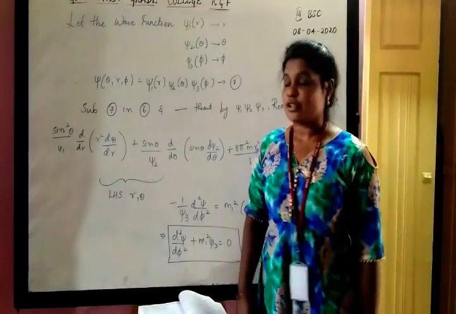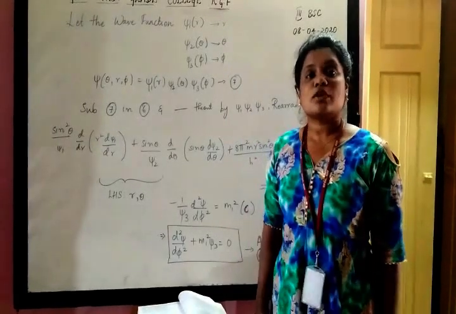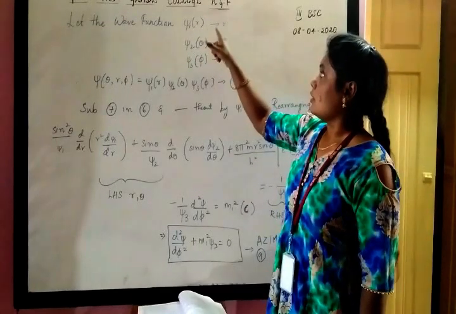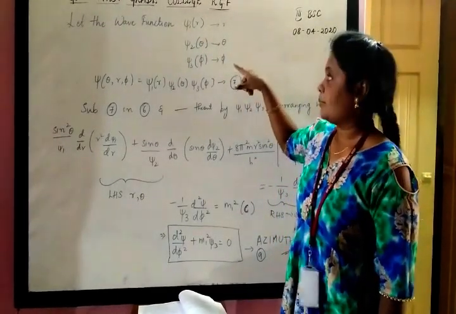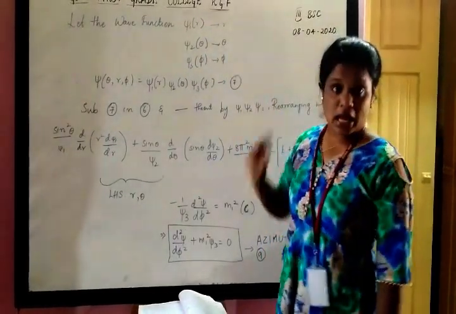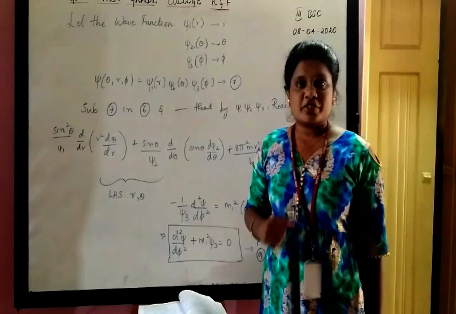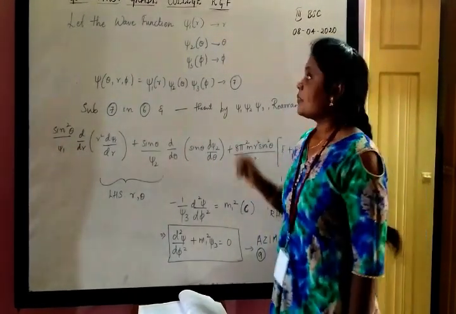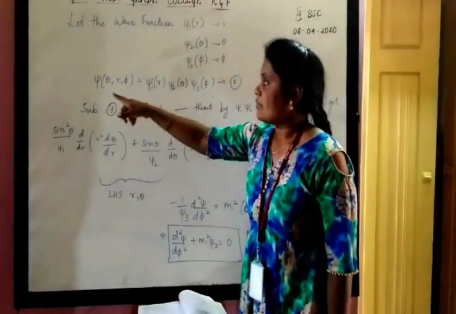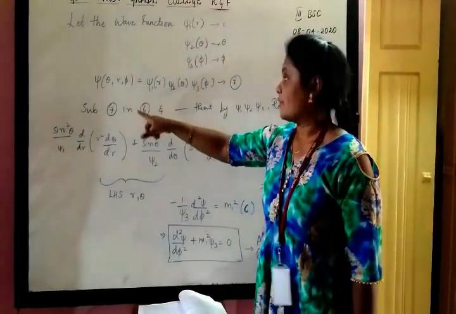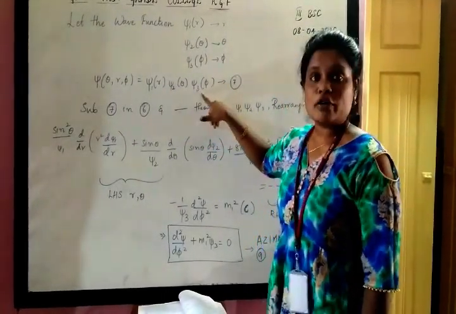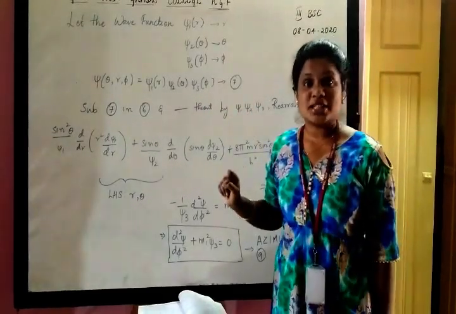Now, the wave functions psi 1 of r, psi 2 of theta and psi 3 of phi are dependent only on r, theta and phi. Psi 1 of r is only dependent on the variable r, which is the polar coordinate. Psi 2 of theta is only dependent on theta. Psi 3 of phi is dependent only on phi. So we have psi of r, theta, phi equal to psi 1 of r, psi 2 of theta and psi 3 of phi. Let us consider this equation as 7.